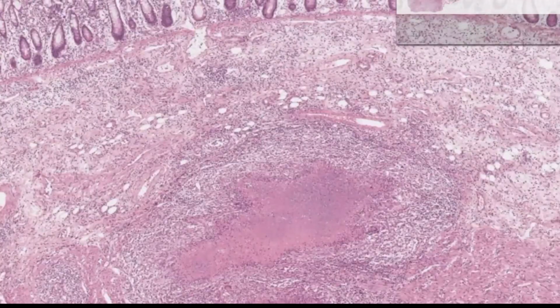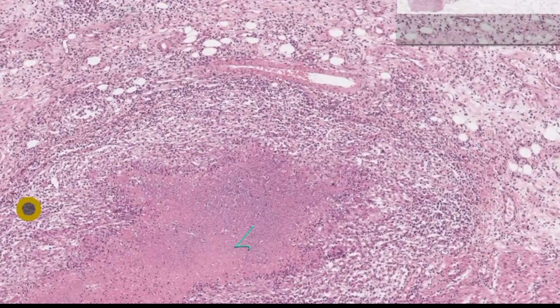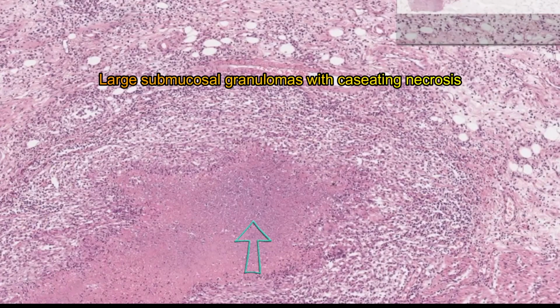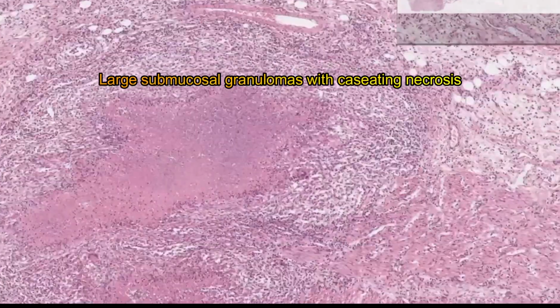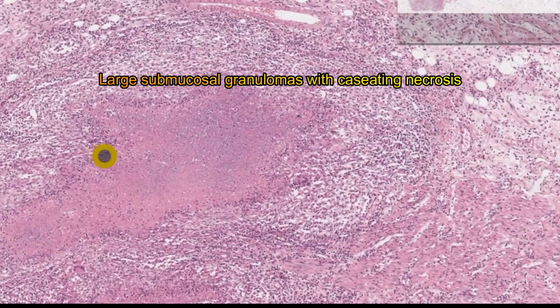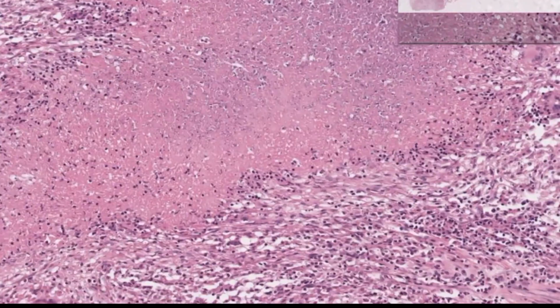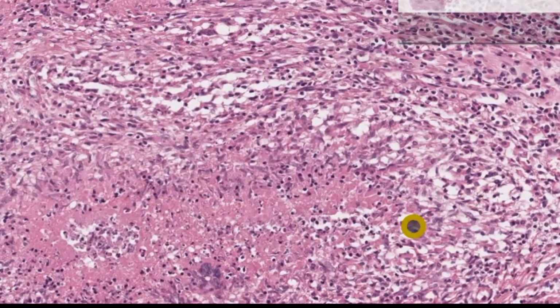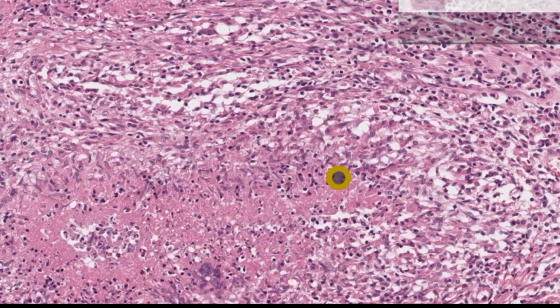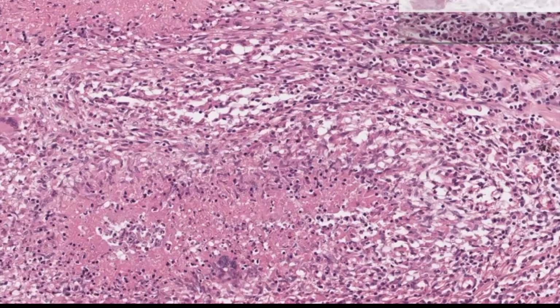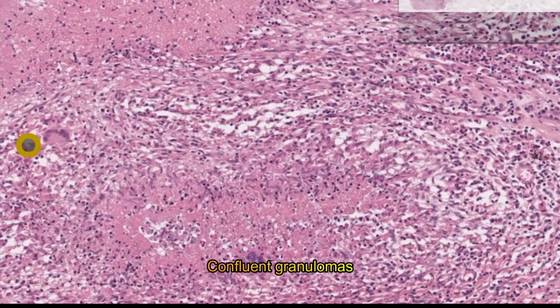When we search further, what we can see are these large granulomas. These large granulomas are extremely large compared to the ones we saw before, which were small microgranulomas. And there's definitely a central geographic caseating necrosis with epithelioid palisading histiocytes. So this is a caseating granuloma. And adjacent to that, we see another granuloma with another central caseating necrosis with palisaded histiocytes. Now, this is what is known as a confluent granuloma. We see a giant cell also over here.